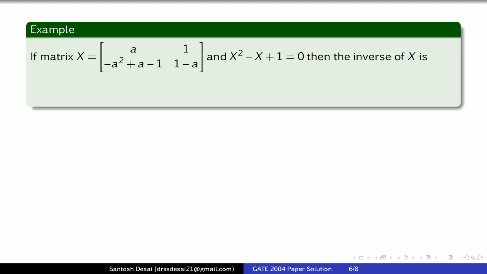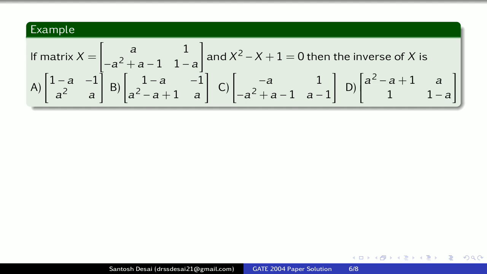Now let us consider the next one. The matrix capital X is given as this 2 by 2 matrix, and also x square minus x plus I is equal to 0. Then the inverse of x is, again four options are given. Here I am going to use the formula for the inverse of a 2 by 2 matrix. I am not using the extra information that is given, x square minus x plus I is equal to 0. By using this, one can also find x inverse: multiply the given equation by x inverse and simplify for x inverse, and you will get the value of x inverse.